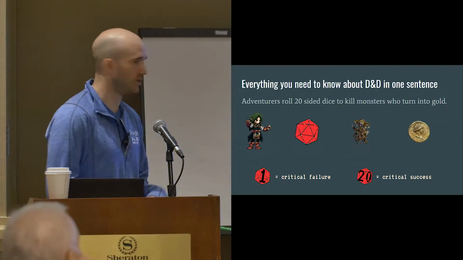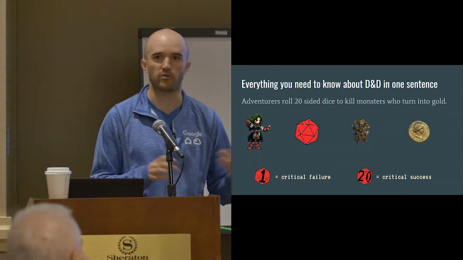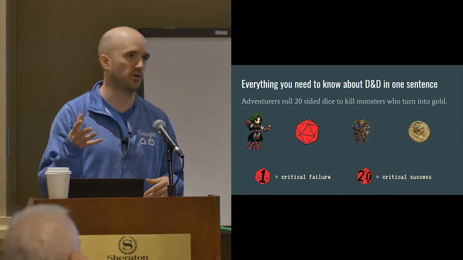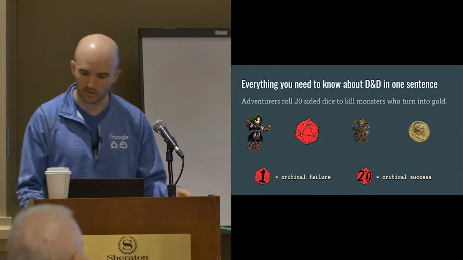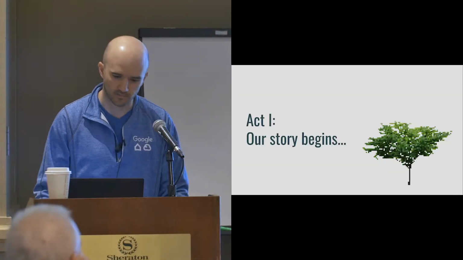And most importantly, these 20-sided dice, the faces are labeled 1 through 20. You roll a 1, it's a critical failure and something bad happens. You roll a 20, it's a critical success and something really good happens.